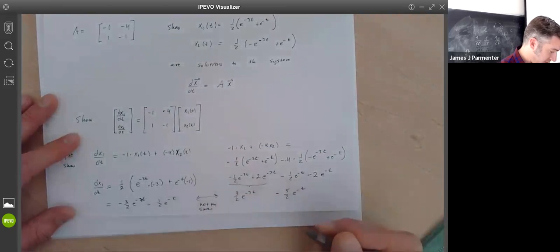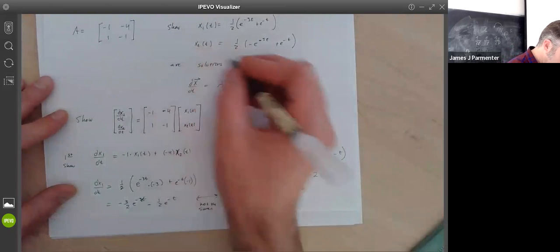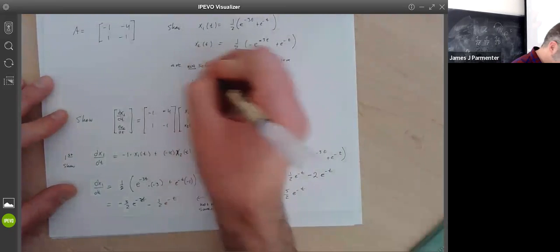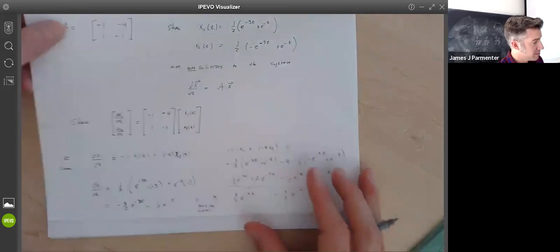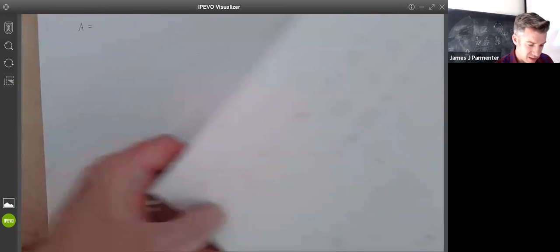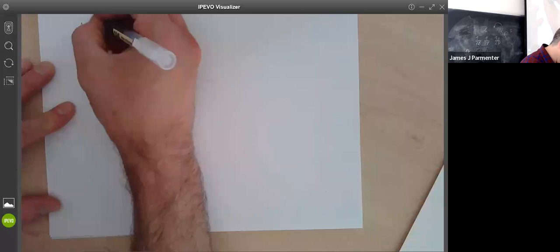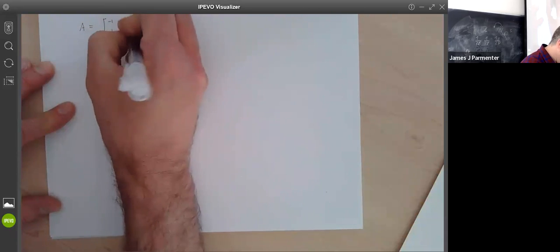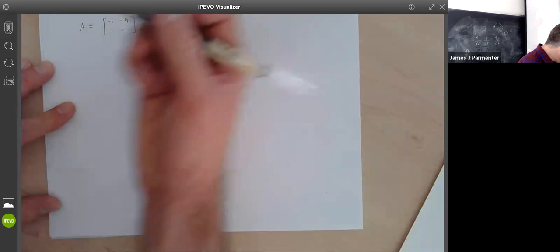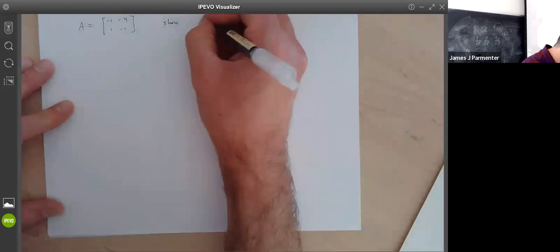And the reason they're not the same is I wrote the wrong thing down. So we showed that they are not solutions to the system because I wrote down the wrong solution. So let's do it right. So here's what we actually wanted to do. We wanted to show that for the matrix -1, -4, 1, -1, we want to show that these, okay, let's write them down the right time for real this time.